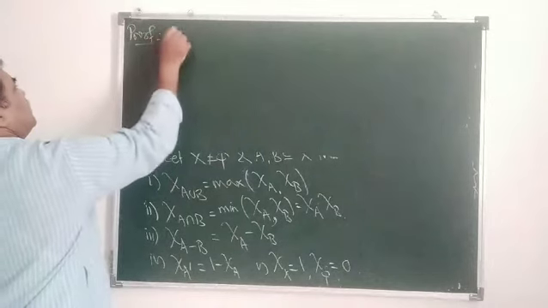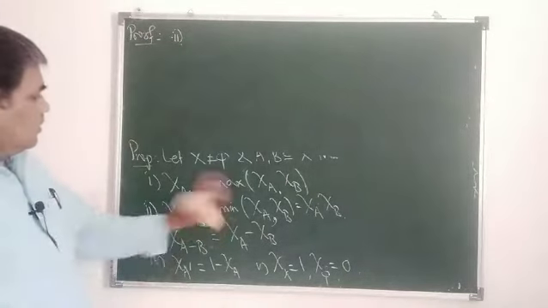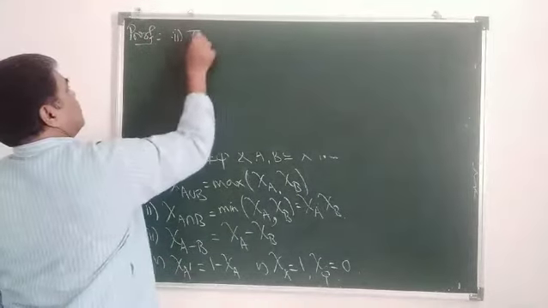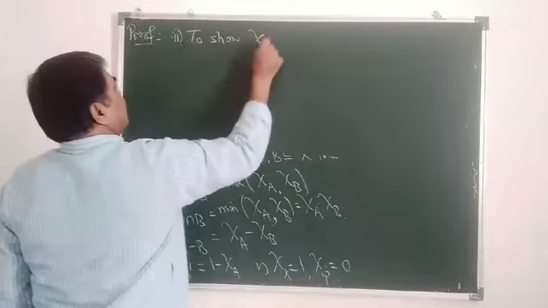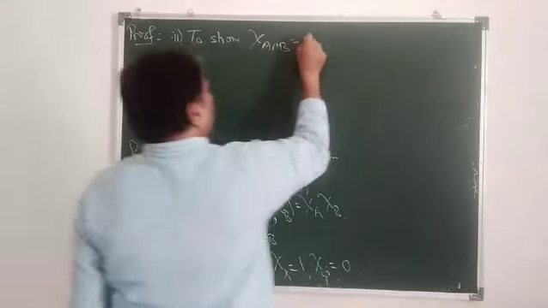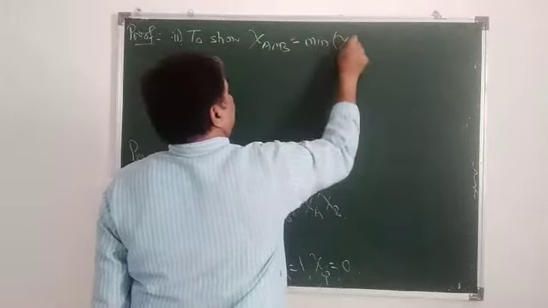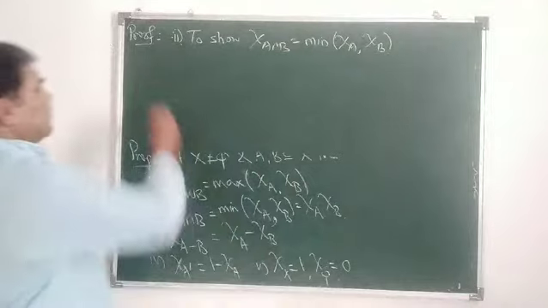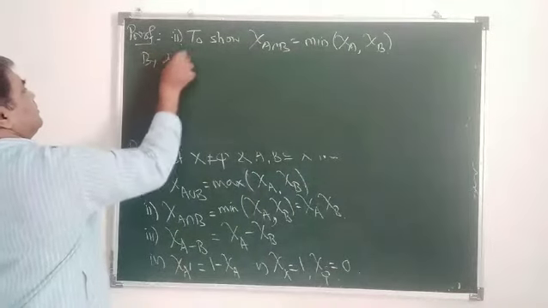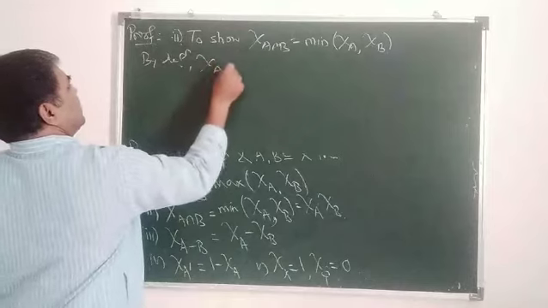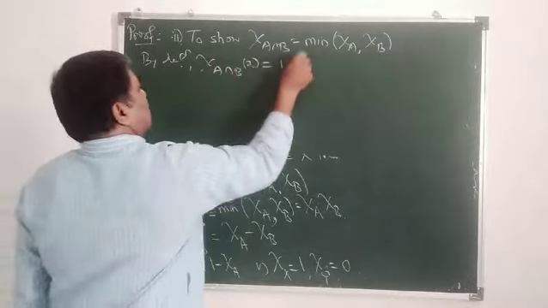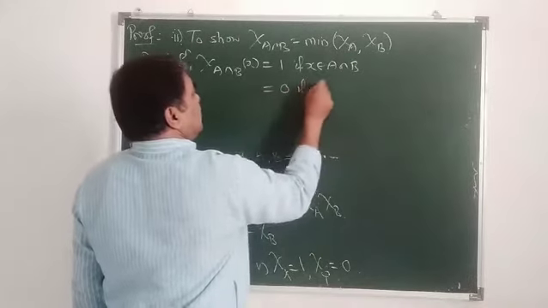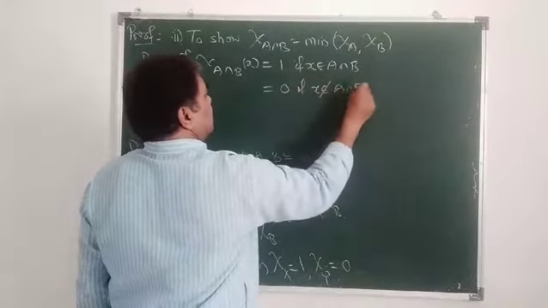Then you can easily prove other properties. So to show psi A intersection B is equal to minimum of psi A, psi B. By definition, psi A intersection B of x is 1 if x belongs to A intersection B and it is 0 if x doesn't belong to A intersection B.